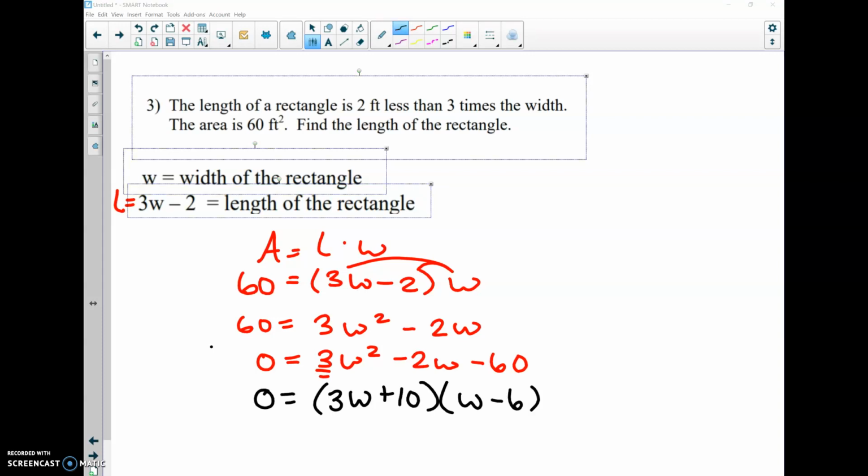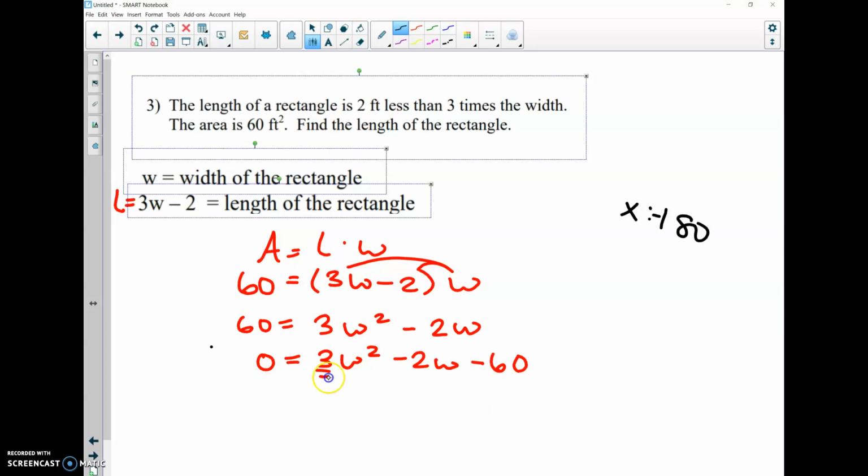Alright, factoring that, we're looking for two numbers that multiply to get negative 180, and their difference is 2. So that would be 18 and 10. Scratch that. That was not correct, because 18 and 10, their difference is 8, not 2. My bad. Going through, this, unfortunately, is not factorable. So let's go through the process of doing the quadratic formula.